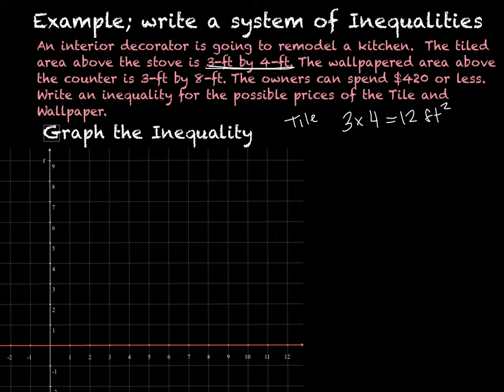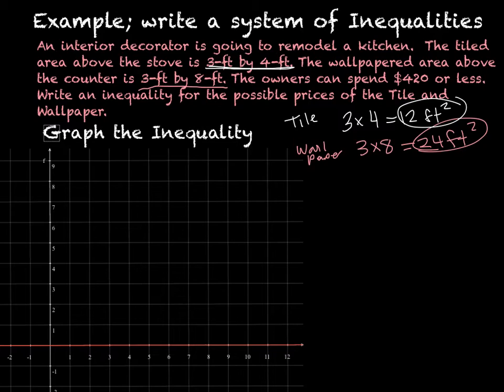Okay, and then we have the wallpaper area above the counter, and it is 3 feet by 8 feet. So 3 by 8, that would be 24 square feet. So those two numbers will probably come in handy. The owners can spend $420 or less. Write an inequality for the possible prices of the tile and the wallpaper area.